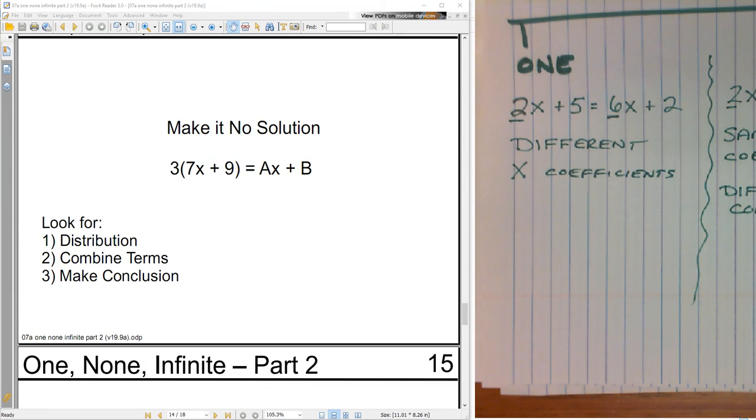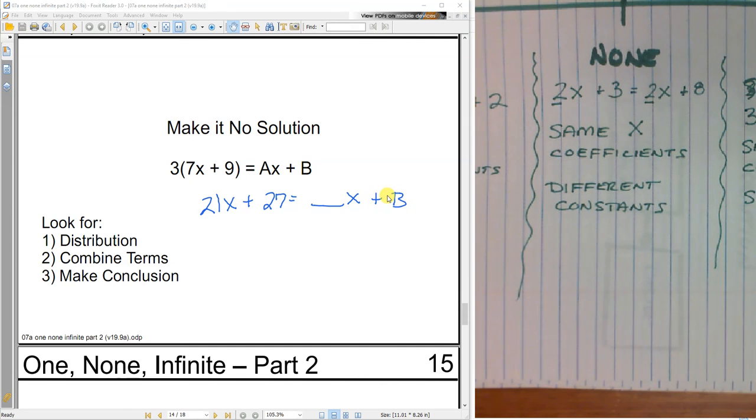Make it no solution. All right. Start with some distribution. What does no solution look like? Same x, different constants. I shouldn't have put a B there. That should be a space. Okay. Same x. There we go. Same x, different constants. No solution.